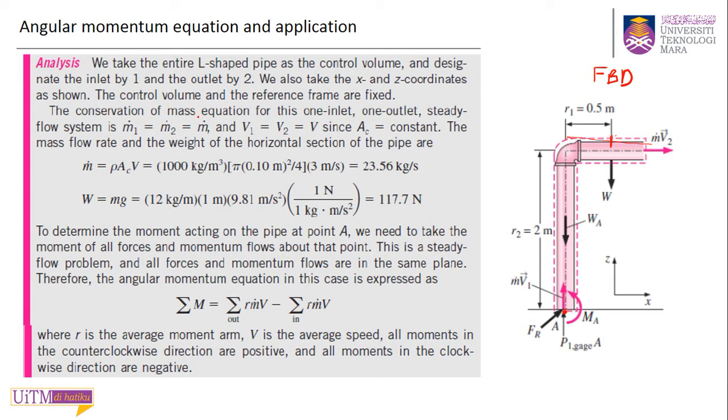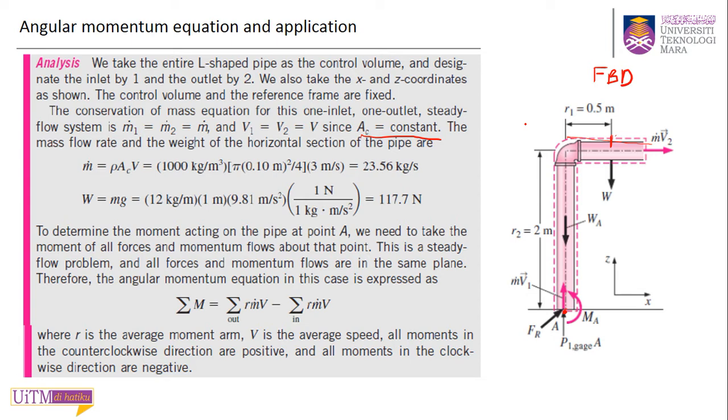Okay, so this is what it says here. The conservation of mass equation, the continuity equation, is Q1 equal to Q2. Okay, m dot 1 equal to m dot 2, and you have your V1 also equal to V2 because the area of this pipe is constant. There is no reducing section or increasing section, so the area is constant. So that's why your mass flow rate and velocity are the same.